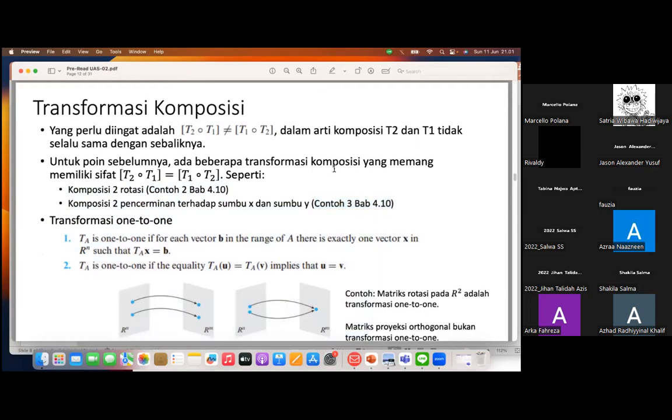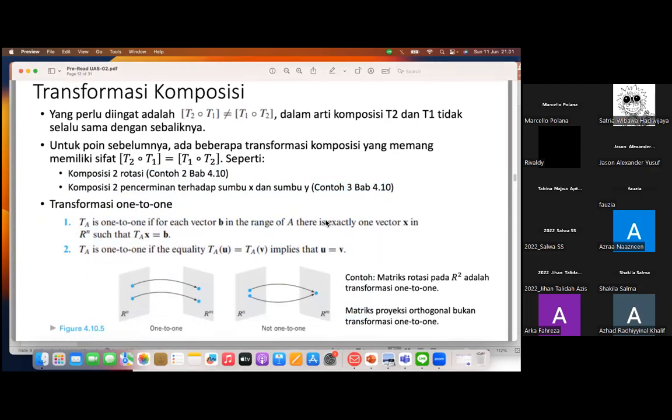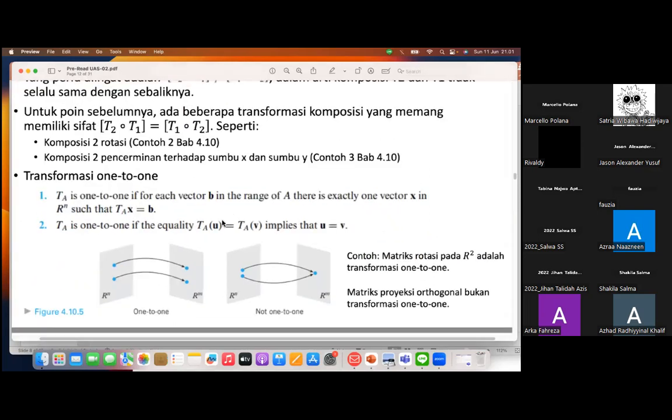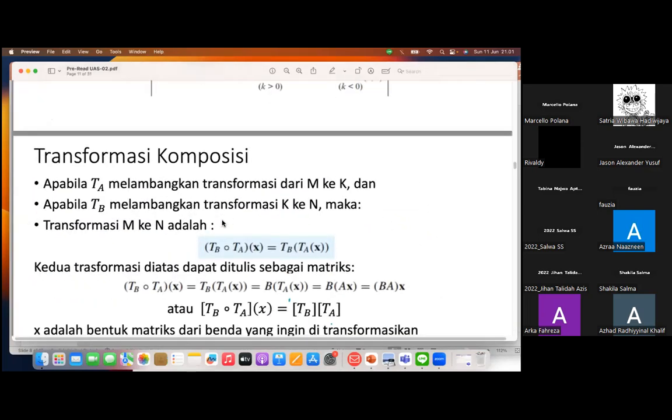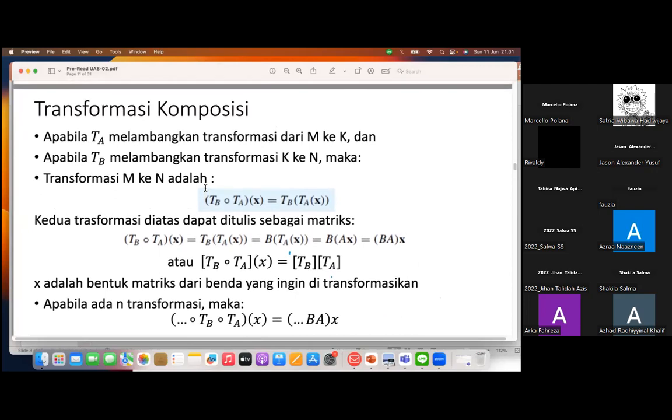If you want to have a look at the book, go ahead, but I won't show you, just to save time. And if you have trouble understanding this concept, just imagine back in high school when you were studying fungsi komposisi, or function composition, where you have f(g(x)) or g(f(x)), f of g of x. Basically the concept is this one.